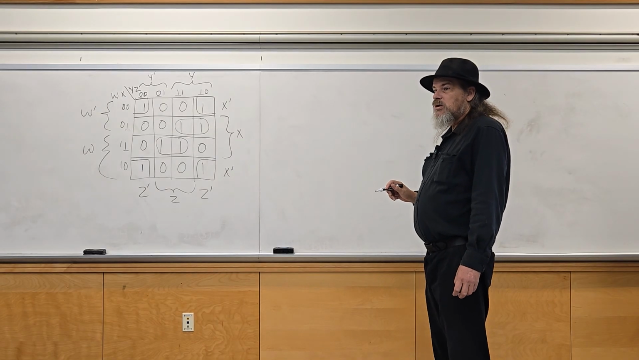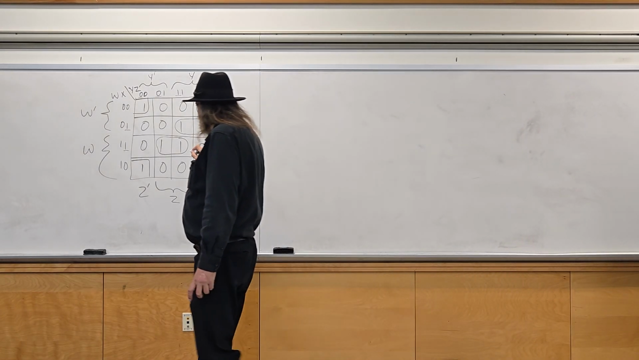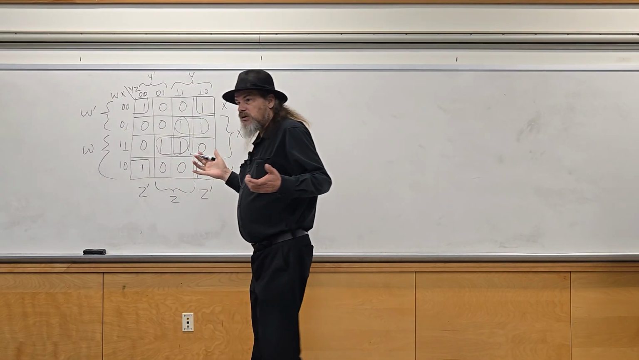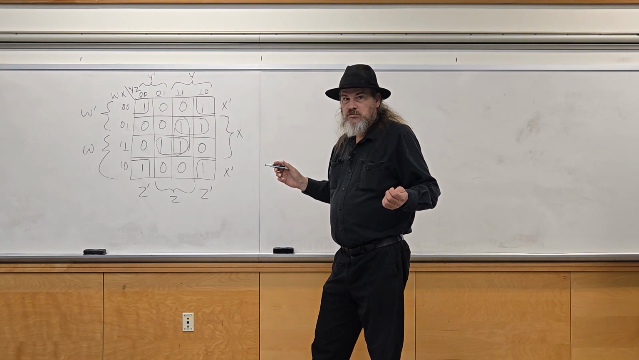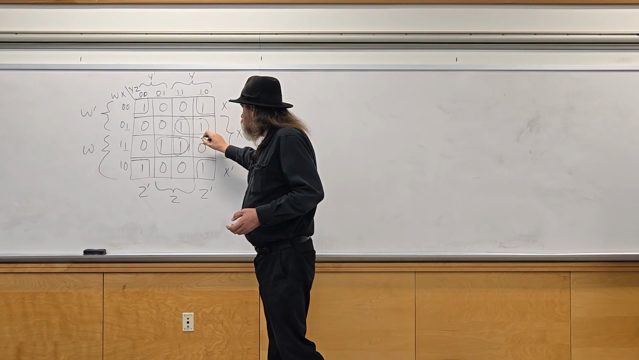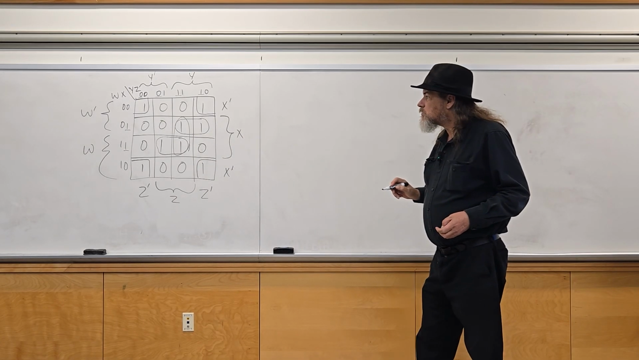You want the minimum number of groups possible. You could make this group here, but it would be redundant. It wouldn't be a minimized grouping. But same with this group here.